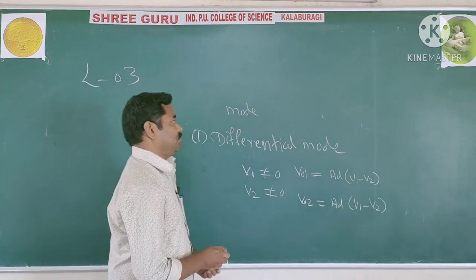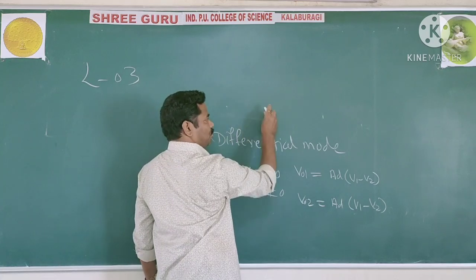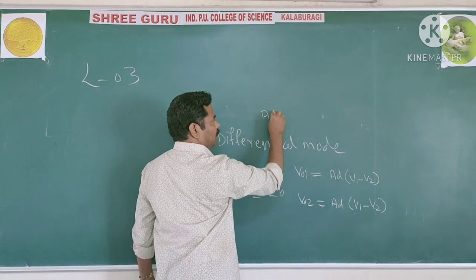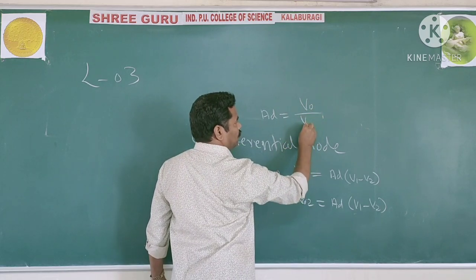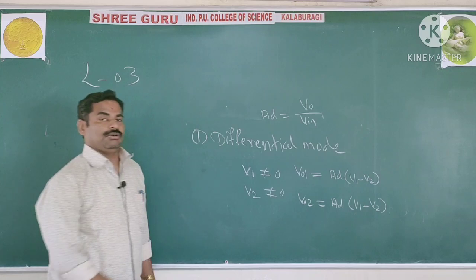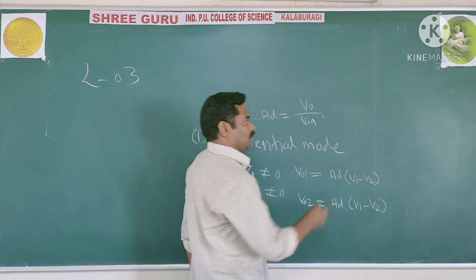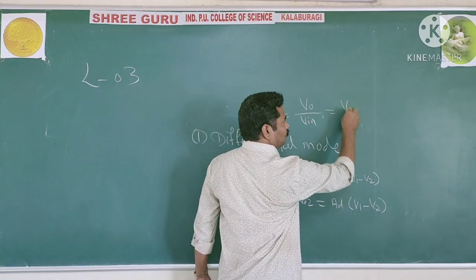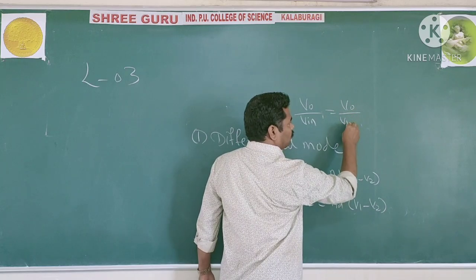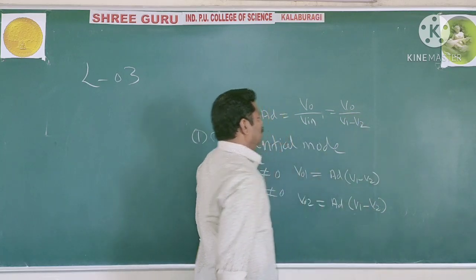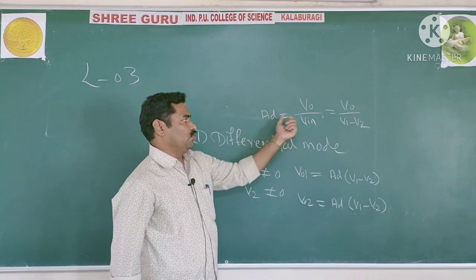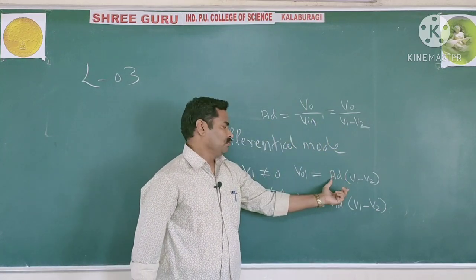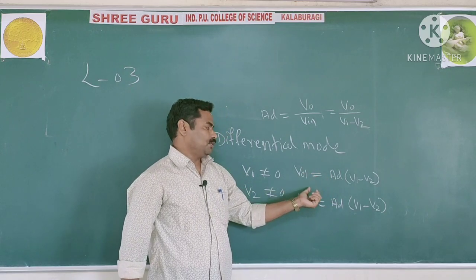As you know the basic equation, what is the basic equation? The differential gain is equal to V0 by Vin. But here the Vin is nothing but the two inputs you are applying. It means we can write V0 equal to V1 minus V2. I can cross multiply: V1 into AD equal to V0. That is your equation. This is for the output 1, this is for the output 2.